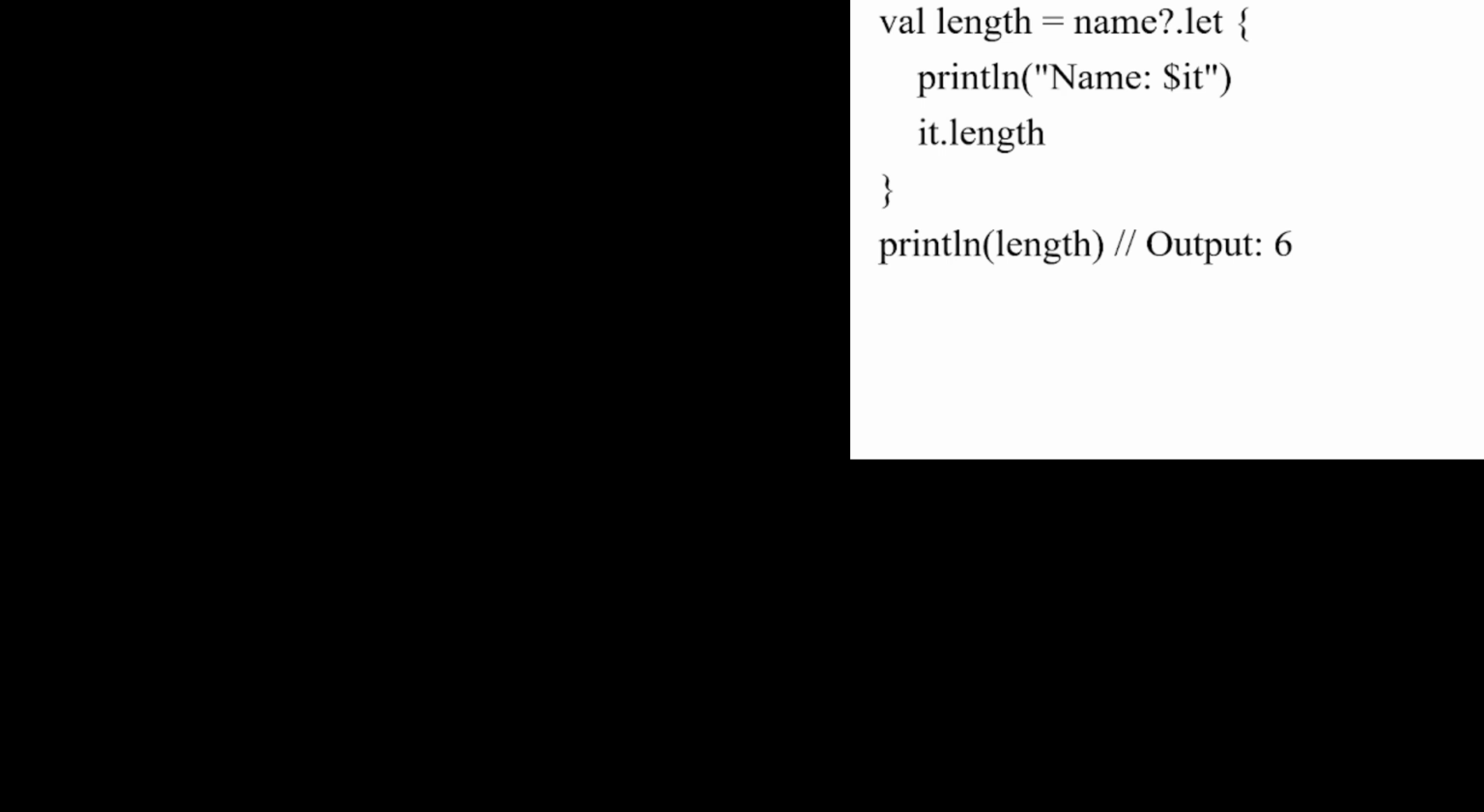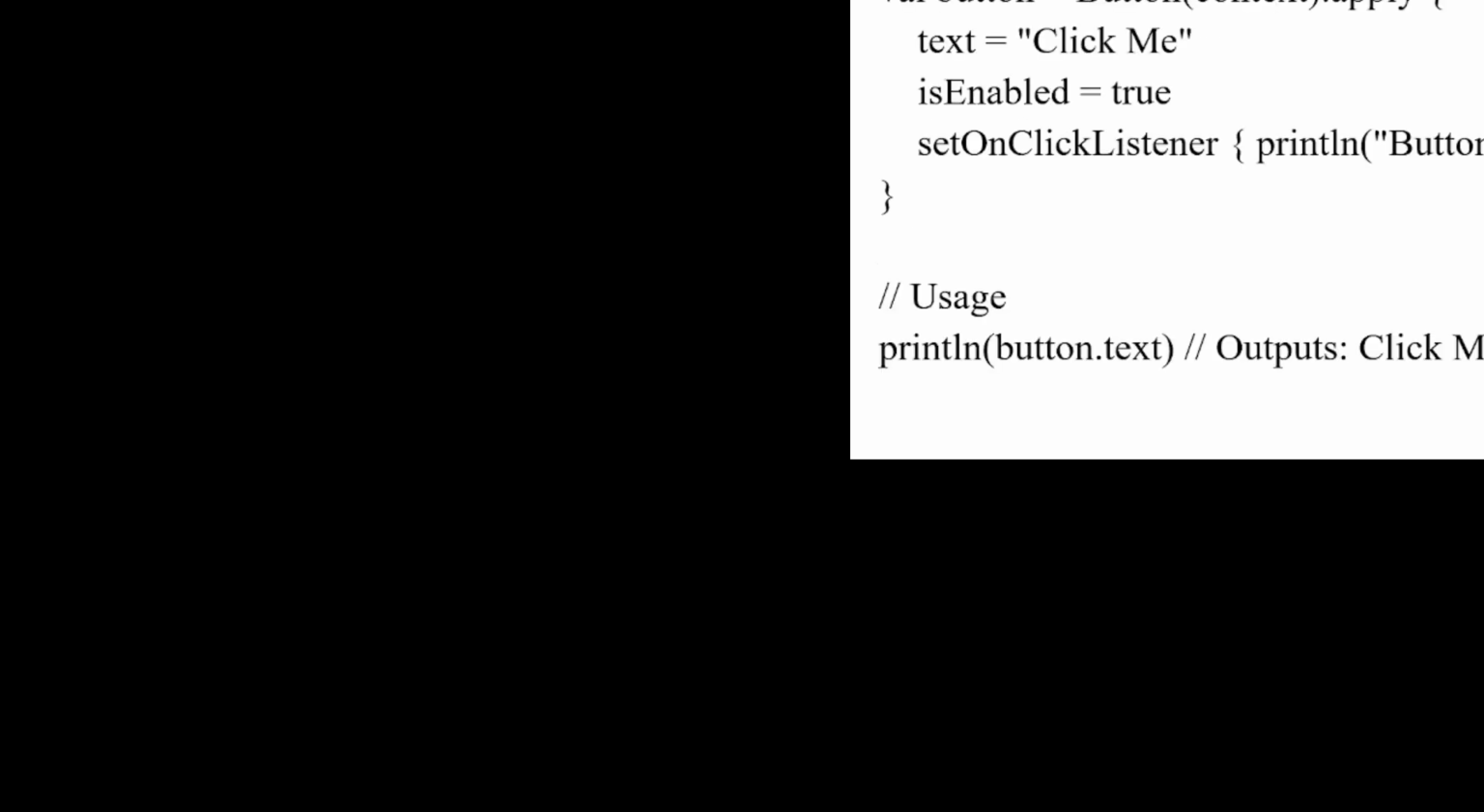So when do we use the let scope function? We use it to avoid null pointer exceptions, and when we need to perform operations or transform an object and return a result.